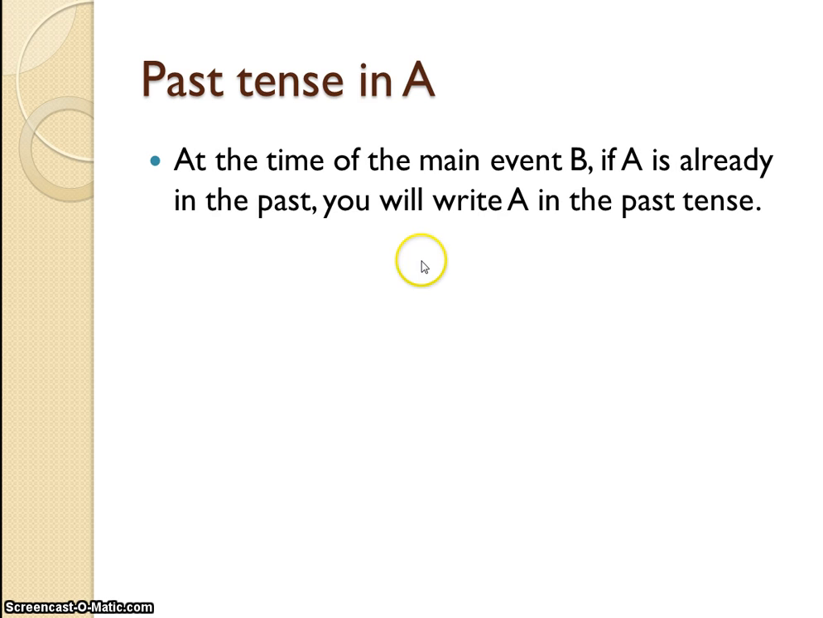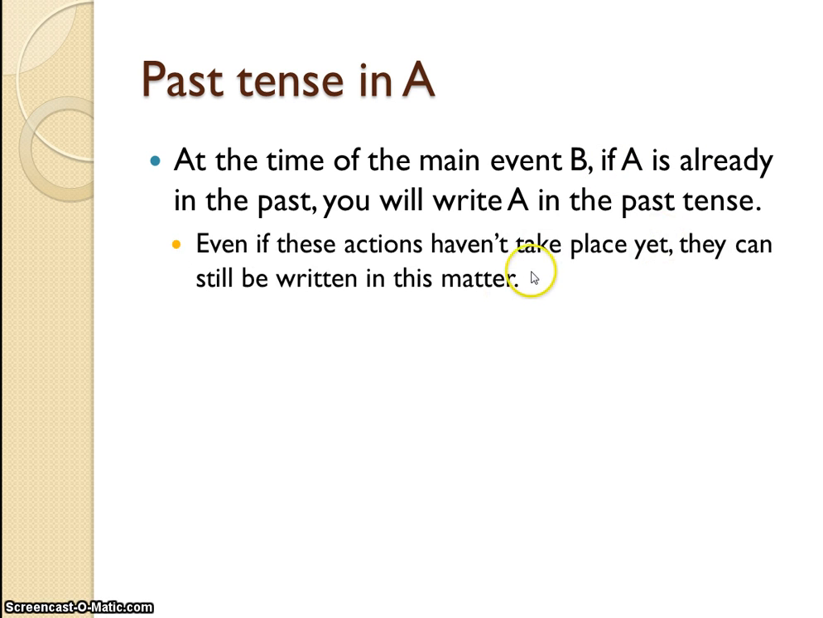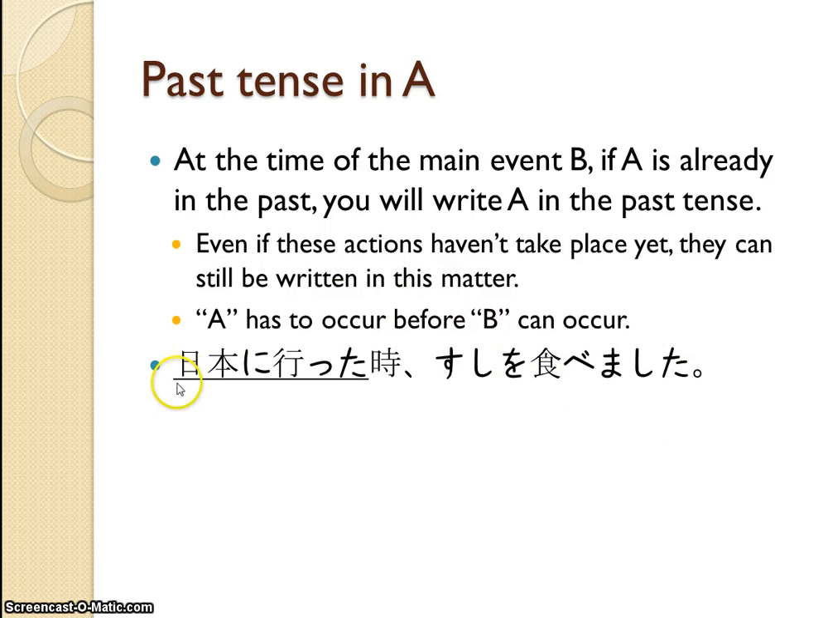Now let's look at past tense. So at the time of the main event, B, if A is already in the past, you will write A in the past tense. This is interesting because even if the actions haven't taken place yet, they can still be written in this manner. So let's take a look. A has to occur before B can occur. This is the opposite from what we saw with the present tense in A. So 日本に行った時寿司を食べました. In order for you to eat sushi, you have to have gone to Japan.